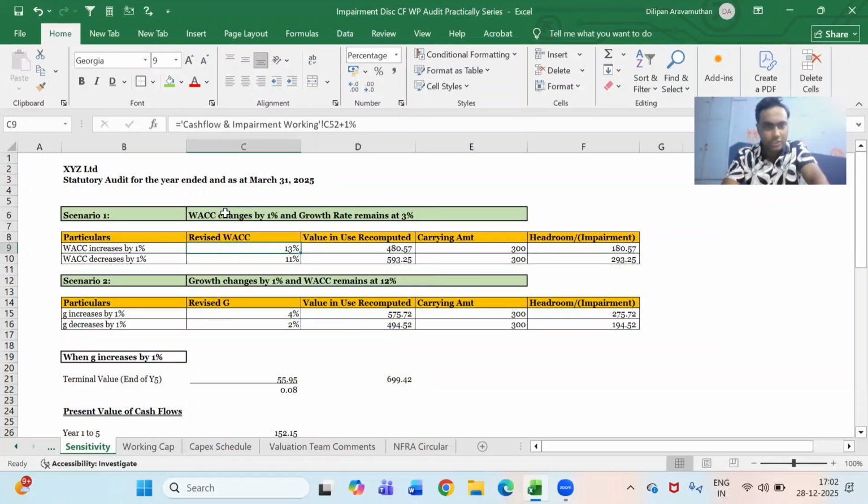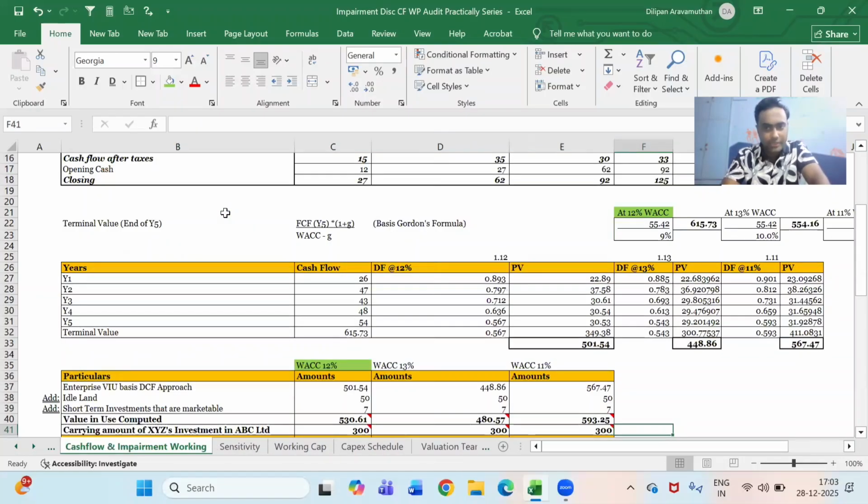first the weighted average cost of capital becomes 13% and the growth rate remains at 3%. How do we compute this? Let's go to our cash flow and impairment working tab. So first we took the discount factor at 13%. We did 1 by 1.13, 1 by 1.13 power 2, 1 by 1.13 power 3, 1 by 1.13 power 4, and 1 by 1.13 power 5. And for the terminal value also, it would be 1 by 1.13 power 5.